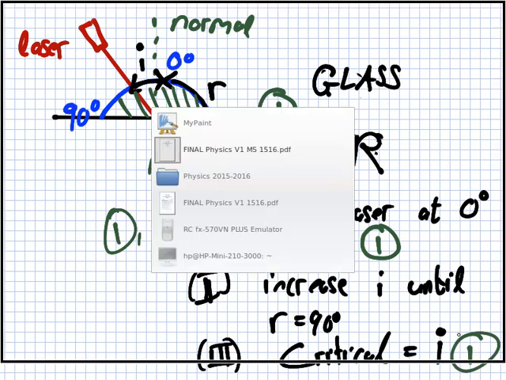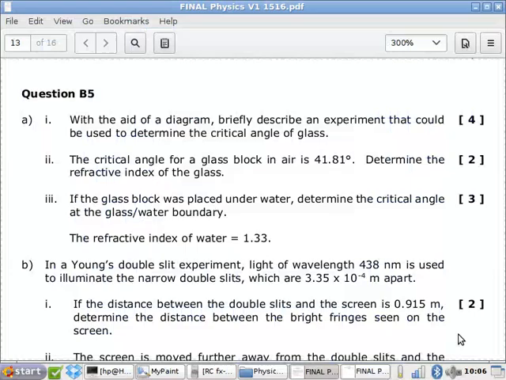So, not too bad. A little bit to write. Let's have a look at the next one. Here, you're given the critical angle. What is the n for the glass? 2 marks.